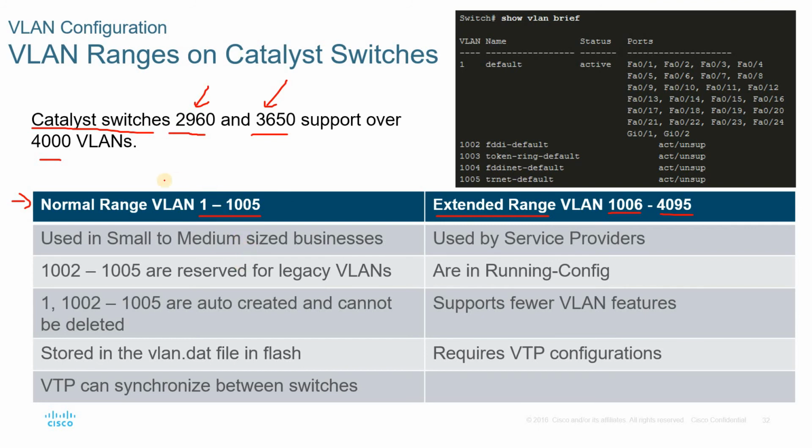Alright? You can use all these range numbers except for 1002 to 1005. Nakalagay, no? These are reserved or legacy VLANs. And then they are auto-created and they cannot be deleted. So, ito yung mga yon. So, again, the command for you to see that is show vlan brief under privilege mode. Okay? So, ayan siya. So, these are the numbers, no?